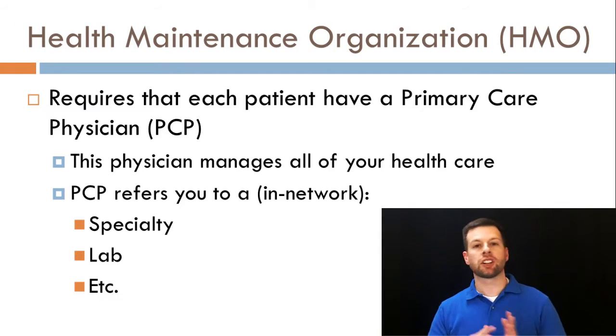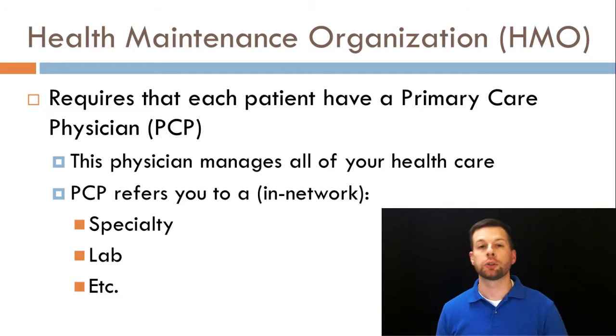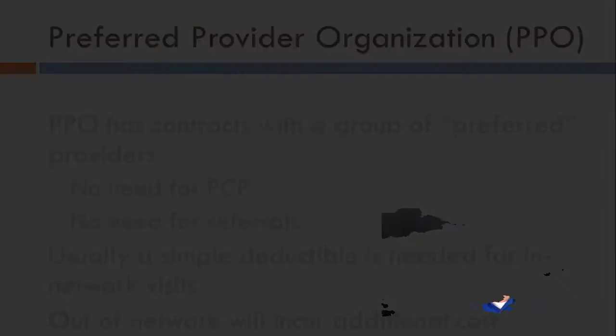So if you want to get a certain lab done, or if you need to go to a certain specialist, you will first go to your primary care physician, and then they will refer you to an oncologist for cancer, to a hematologist for blood, for whatever specialty you might need. Got hurt and need physical therapy, we're going to have a prescription for that from your primary care physician. So a health maintenance organization utilizes the PCP, the primary care physician.